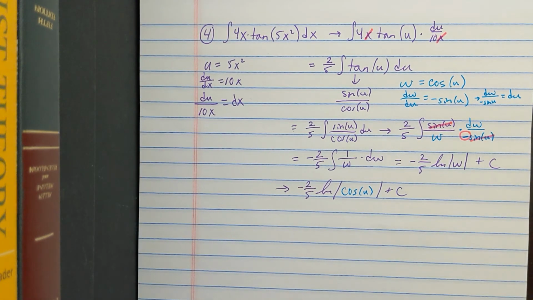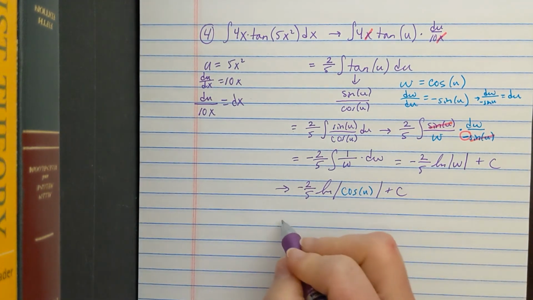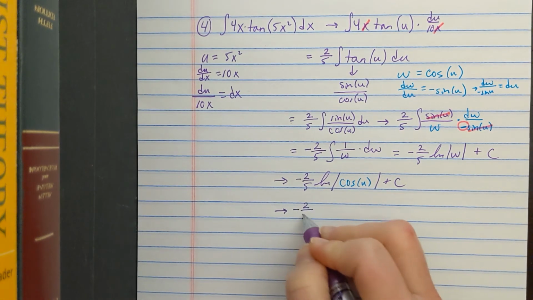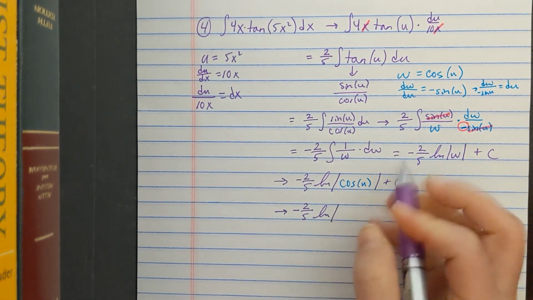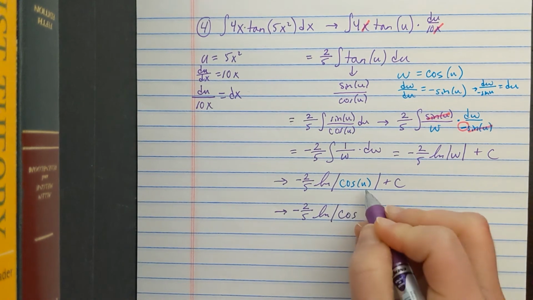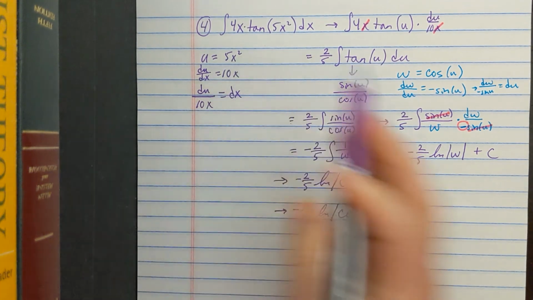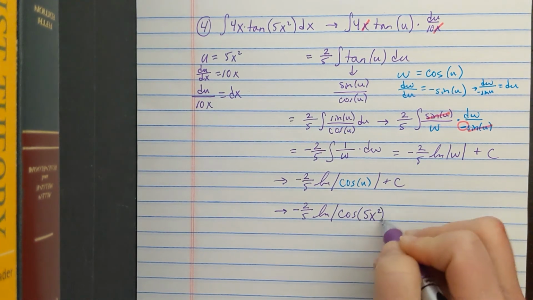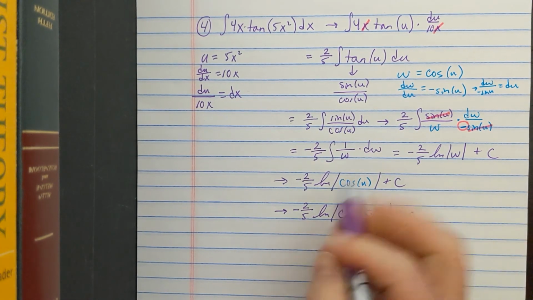But we still have to plug back in what u is. Okay, so we've got a negative 2/5 natural log, absolute value, cosine, and in the u spot, I'll put 5x squared. 5x squared plus a constant.